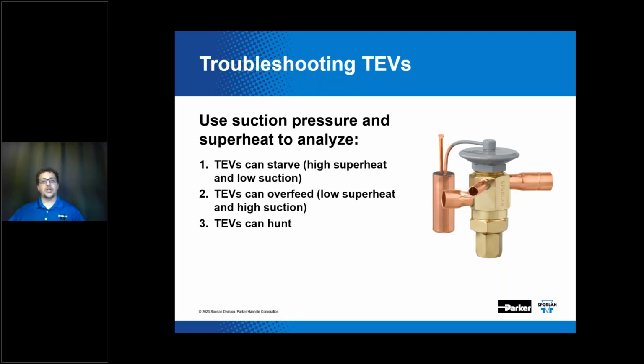A couple things that can go wrong with a TEV: it can starve the evaporator, which would show up in the form of high superheat and low suction pressure. It can overfeed the evaporator, which would show up as low superheat and high suction pressure. And then the final thing is that it can hunt, which is excessive modulation.